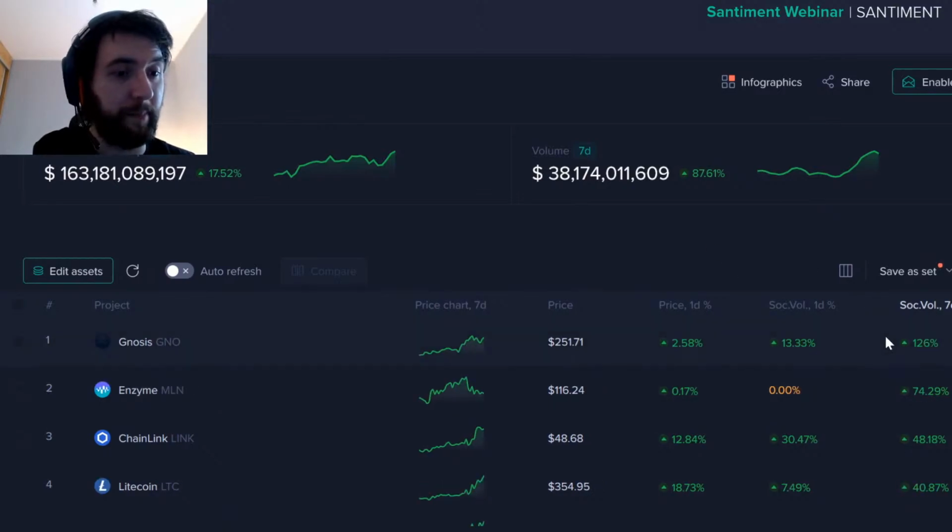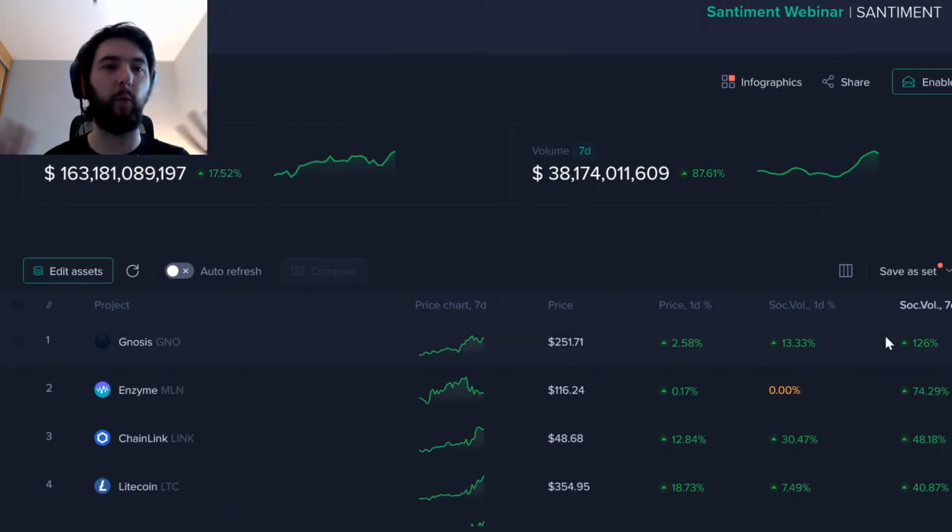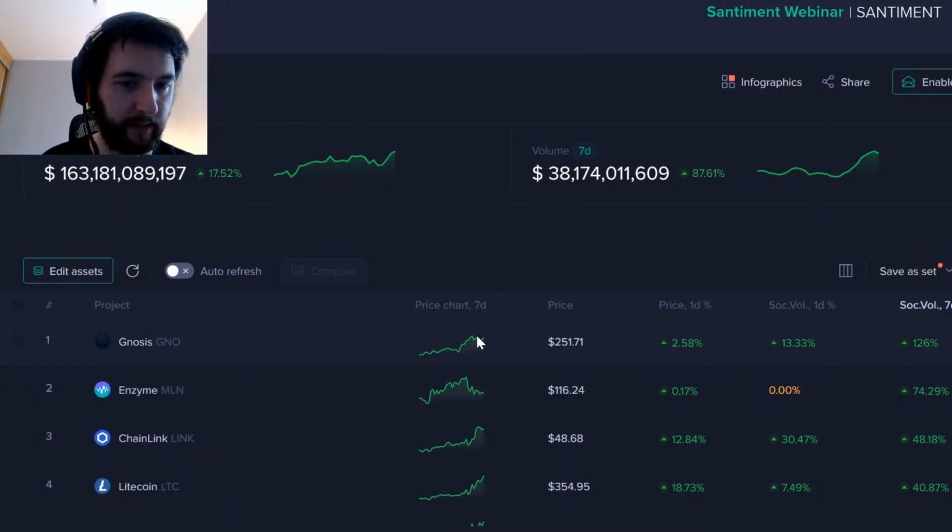Yes, it does. So the biggest coin in terms of a weekly uptick is Gnosis. It's got 126%, an uptick of 126% compared to its previous week. So it's definitely getting talked about more than it did previously. And if you look at its price chart, it's not very surprising to see why.